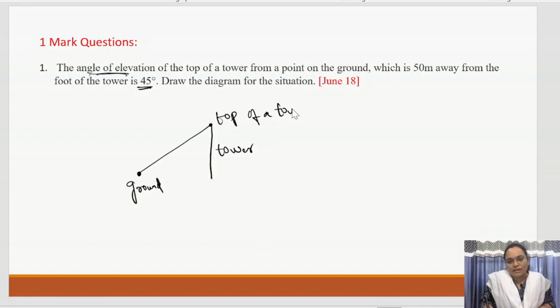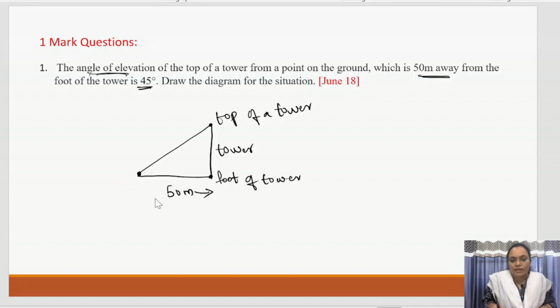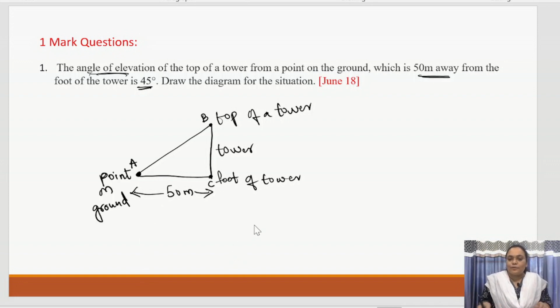Top of a tower, from where? From the point on the ground. From the point on the ground, we have joined it, which is 50 meters away from the foot of the tower. This is the foot of the tower, which is 50 meters away. Let us take A, B and C. Clear? So this is the angle 45.